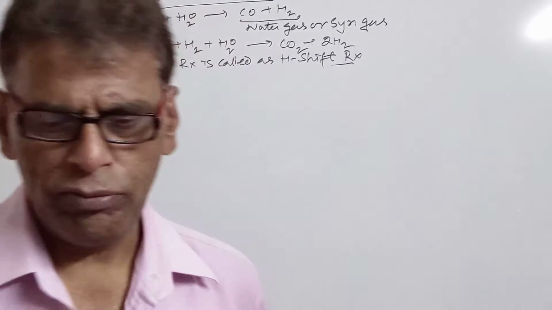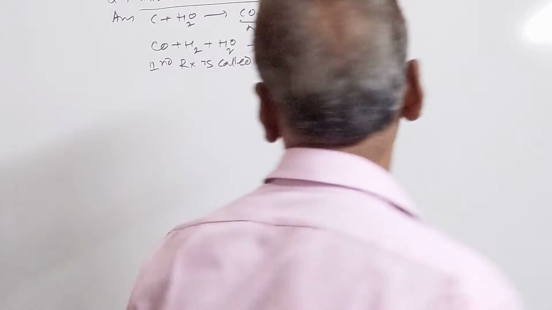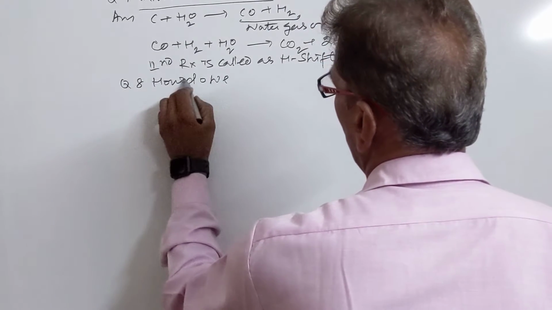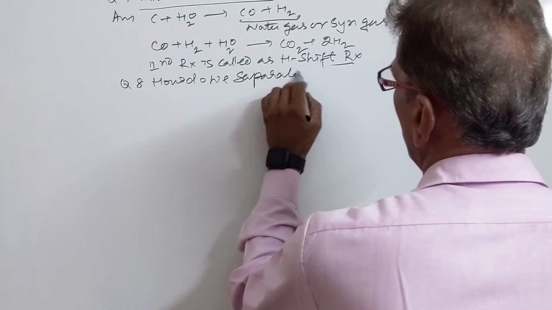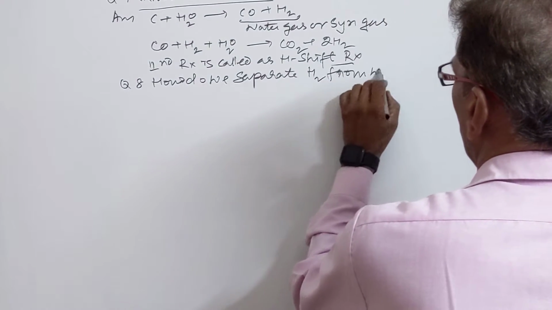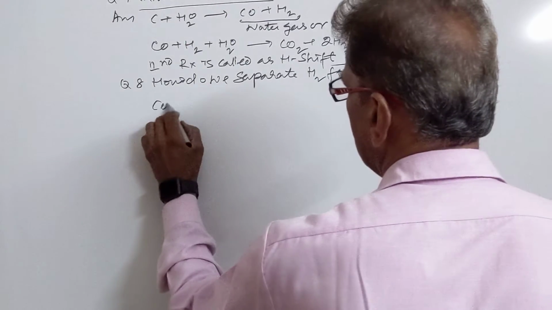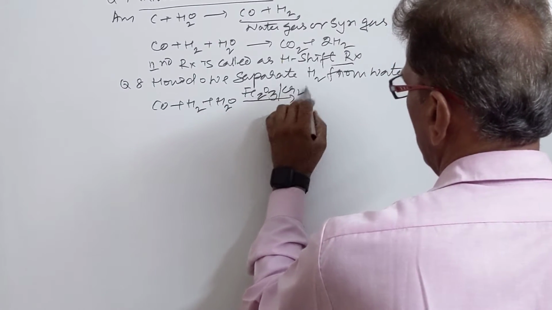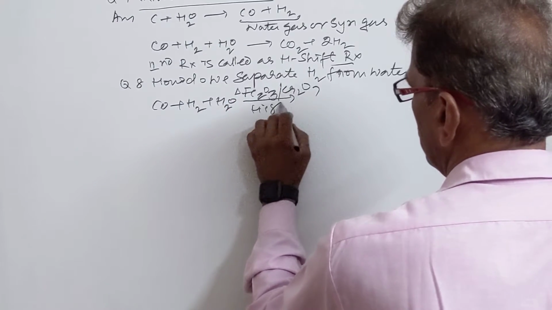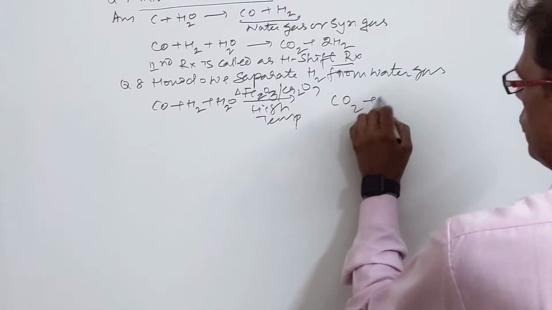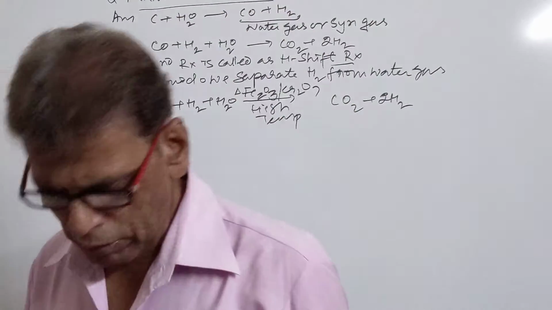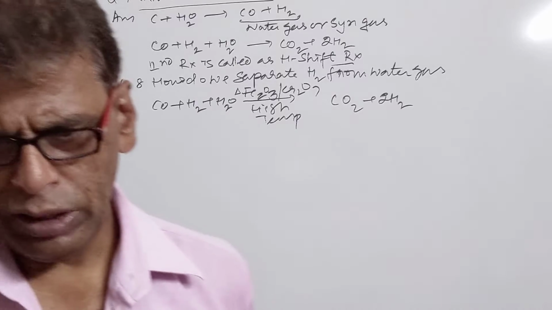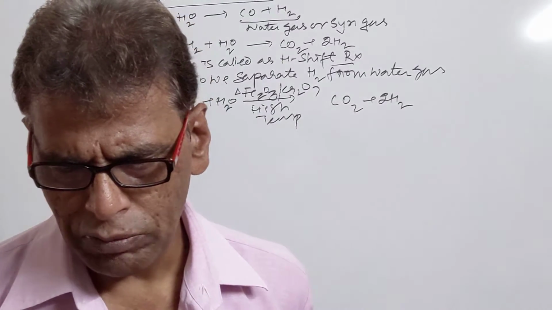How do we separate hydrogen from water gas? It is separated as follows. Water gas is treated with more water in the presence of metal oxides Fe2O3, Cr2O3 at high temperature to give you CO2 plus 2H2. This reaction is also called the hydrogen shift reaction because here hydrogen is shifted from water to the dihydrogen molecular state.